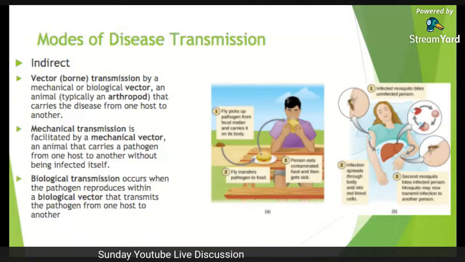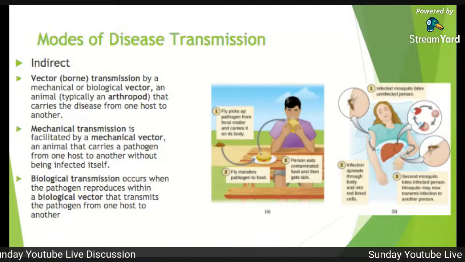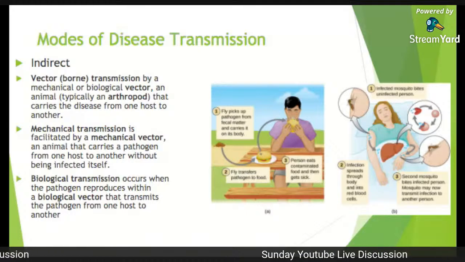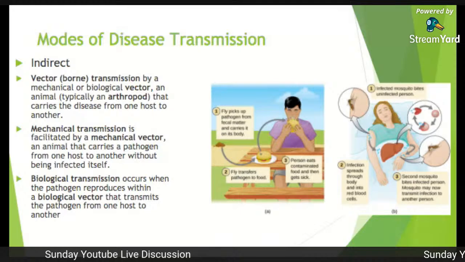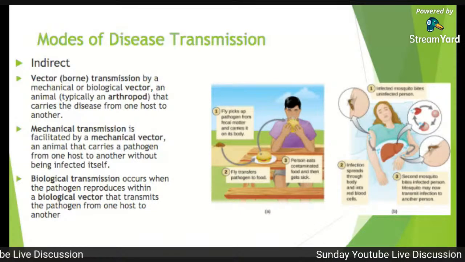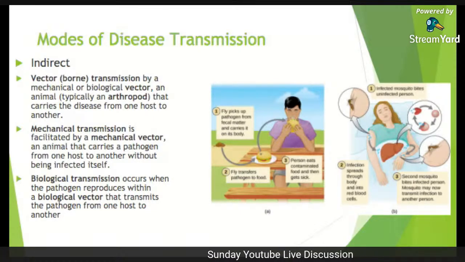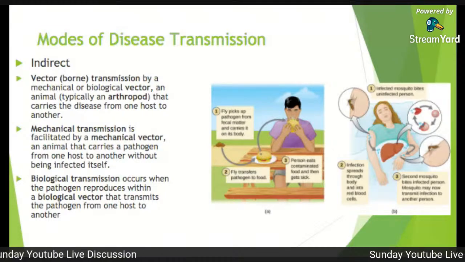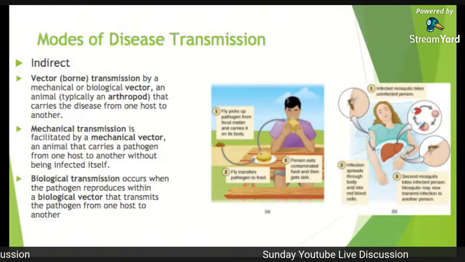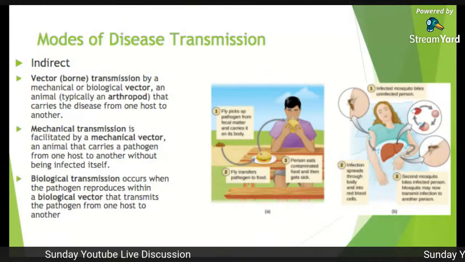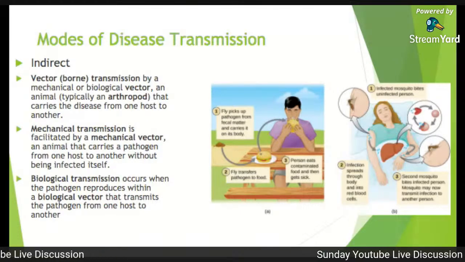All right, so indirect. Vector-borne transmission is by a mechanical or biological vector, an animal, typically an arthropod. An arthropod would be anything like a tick or a mosquito that carries the disease from one host to another. The first type we're going to talk about is mechanical transmission. This is facilitated by a mechanical vector, an animal that carries a pathogen from one host to another without being infected itself.